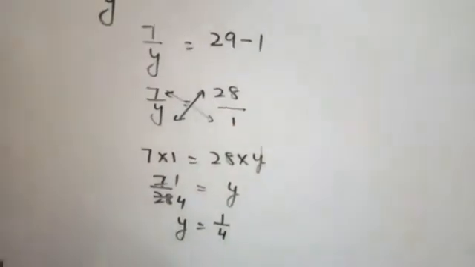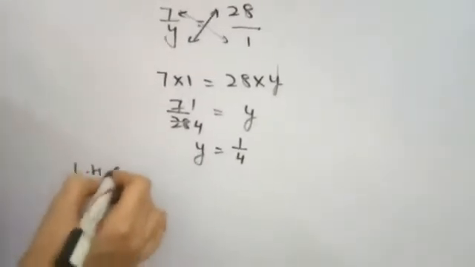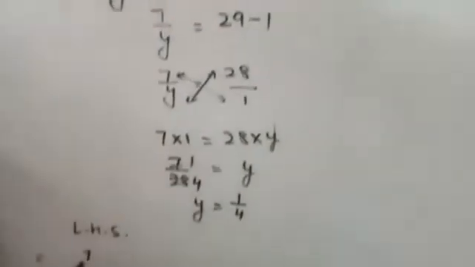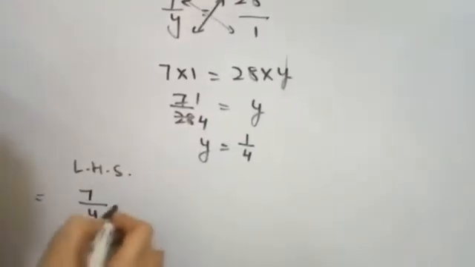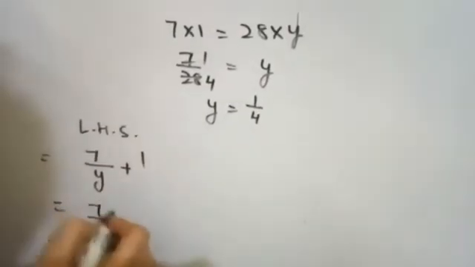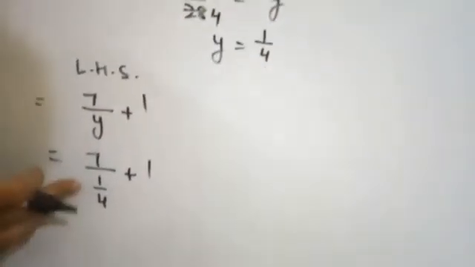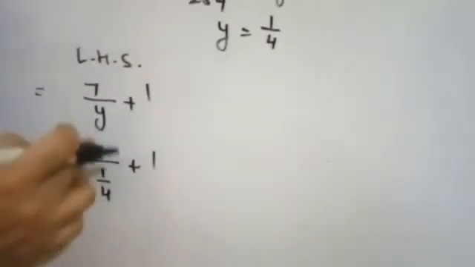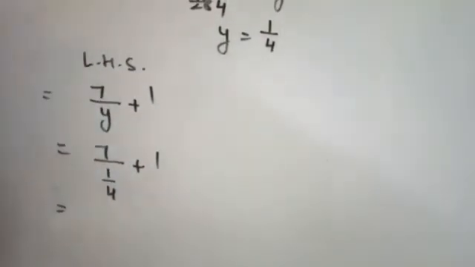Now to check again, LHS and RHS both. RHS is a single number, so I am going to put the value in LHS. 7 upon y plus 1. 7 upon 1 by 4. Now this is the case when we have a fraction and there is again a fraction in the denominator. It means you are going to divide 7 by 1 by 4.